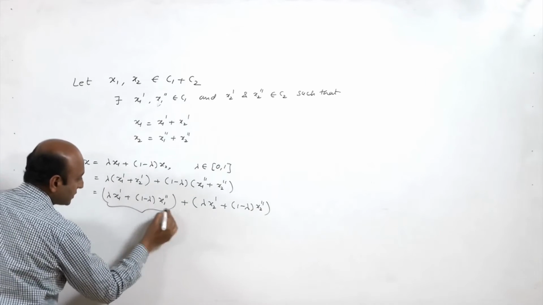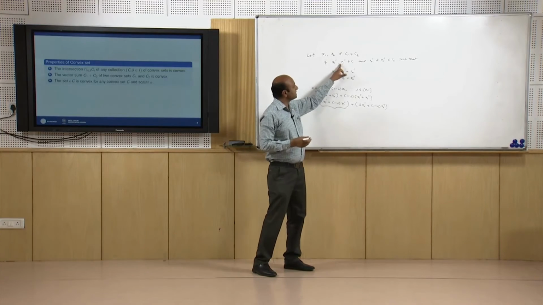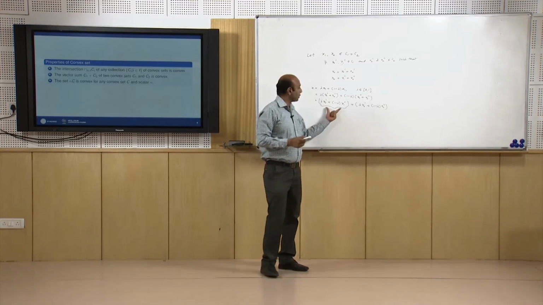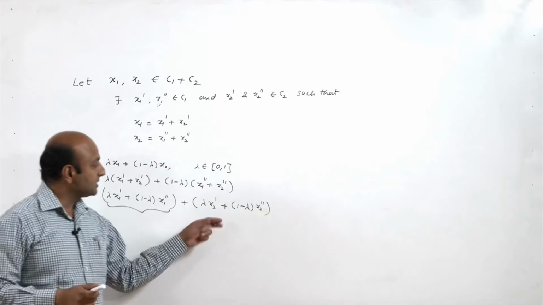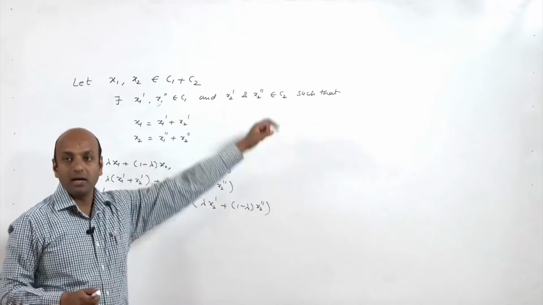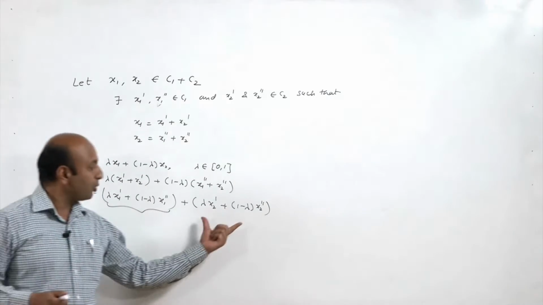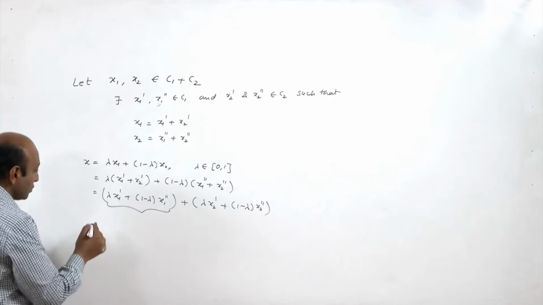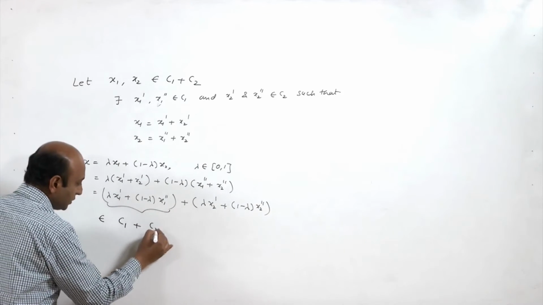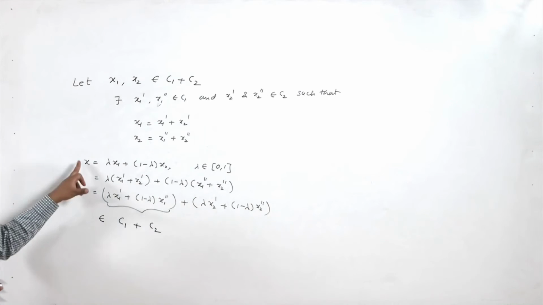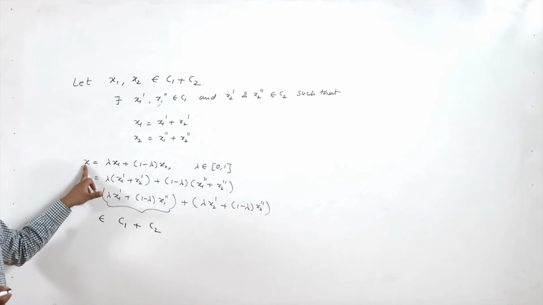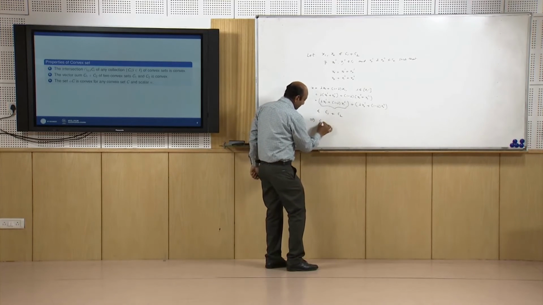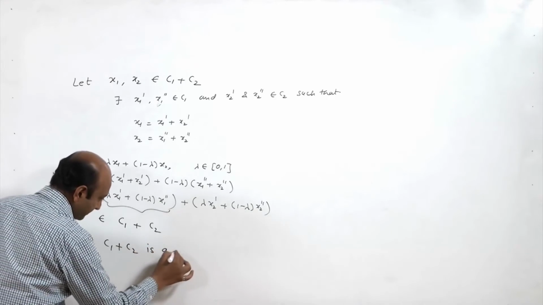Now, this element is a convex linear combination of 2 points in C1, and it is given to us that C1 is a convex set, so this will belong to C1. Again, x2' and x2'' are in C2, and C2 is a convex set, so this point will be in C2. So, this point is in C1 and this point is in C2, so this will belong to C1 plus C2. That means this x belongs to C1 plus C2, and x is nothing but a convex linear combination of these 2 points. So, this implies C1 plus C2 is a convex set.